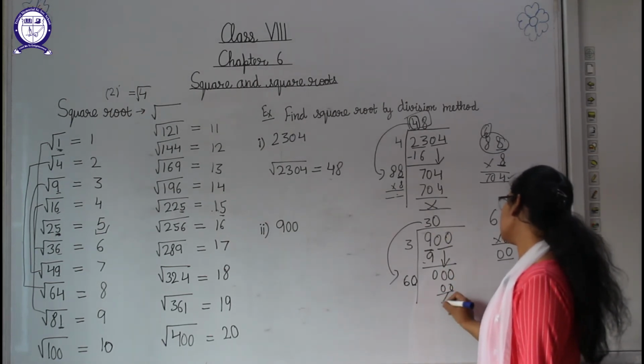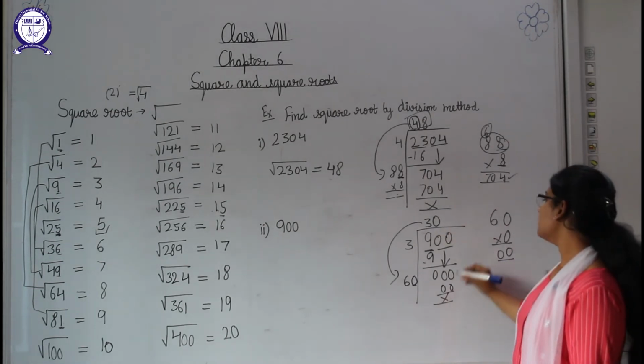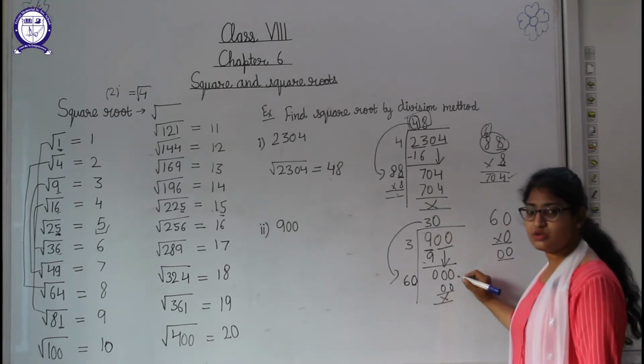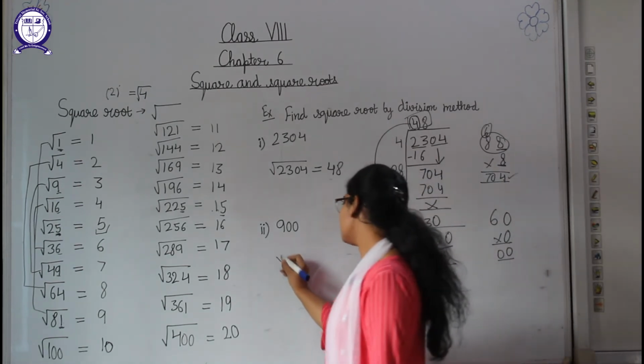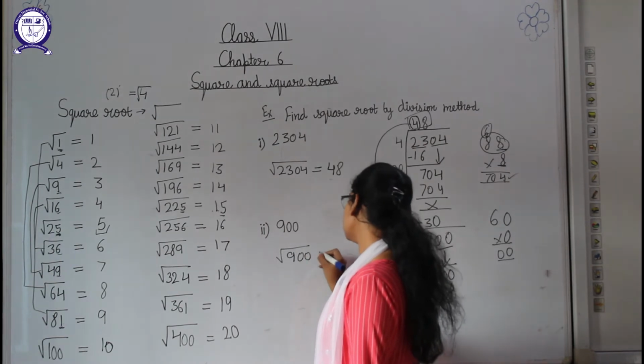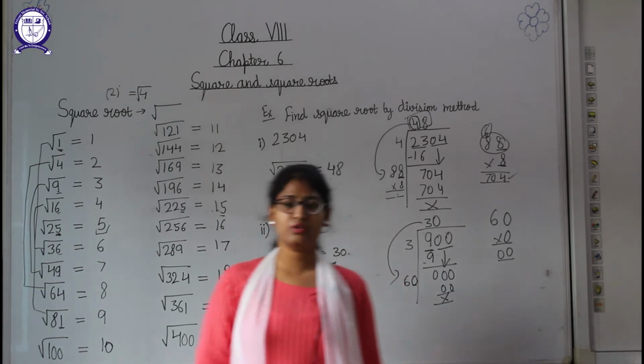So our answer will be completed here. We will not leave it only at 3. We will find out the answer for these zeros also. So what is our answer? 30 is our answer. So root of 900 is equal to 30. Okay students, I hope this is clear to you.